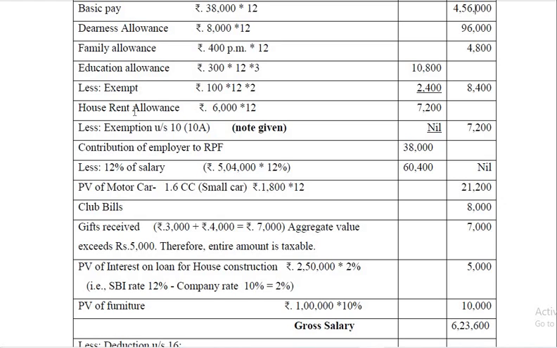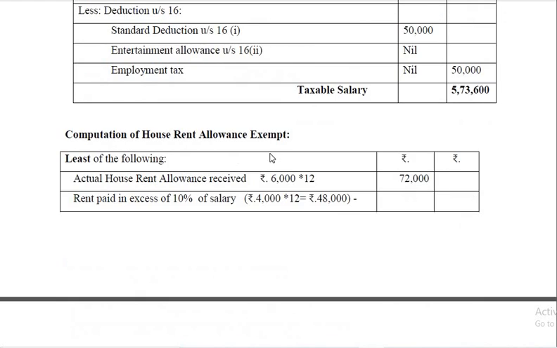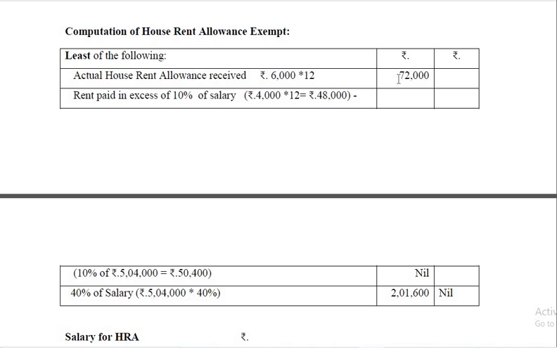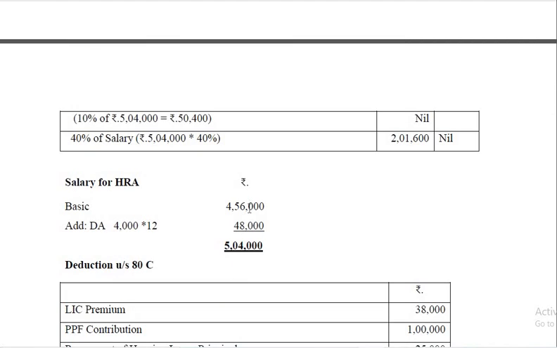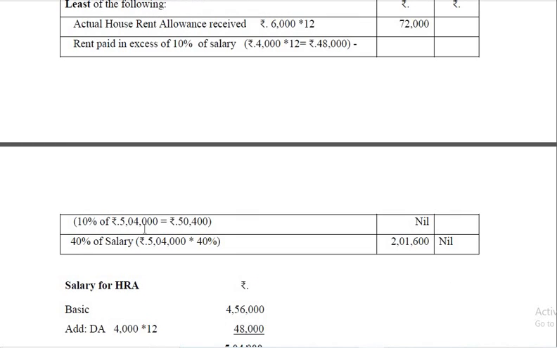I told you already, actual house rent allowance received is 6,000 into 12, 72,000. Of that, what is exempt, that you have to find out. How to calculate it? I have given it here. Just see. Actual house rent allowance received 72,000. Rent paid in excess of 10% of salary. The rent paid is 4,000 into 12. That is 48,000. And 10% of salary. Salary here means, see, basic 4,56,000. And then DA is 4,000 into 12, 48,000. Together 5,04,000. 10% of 5,04,000 is 50,400. So 48,000 minus 50,400. So there is no excess value. So answer is nil. There is no rent paid in excess of 10% of salary.